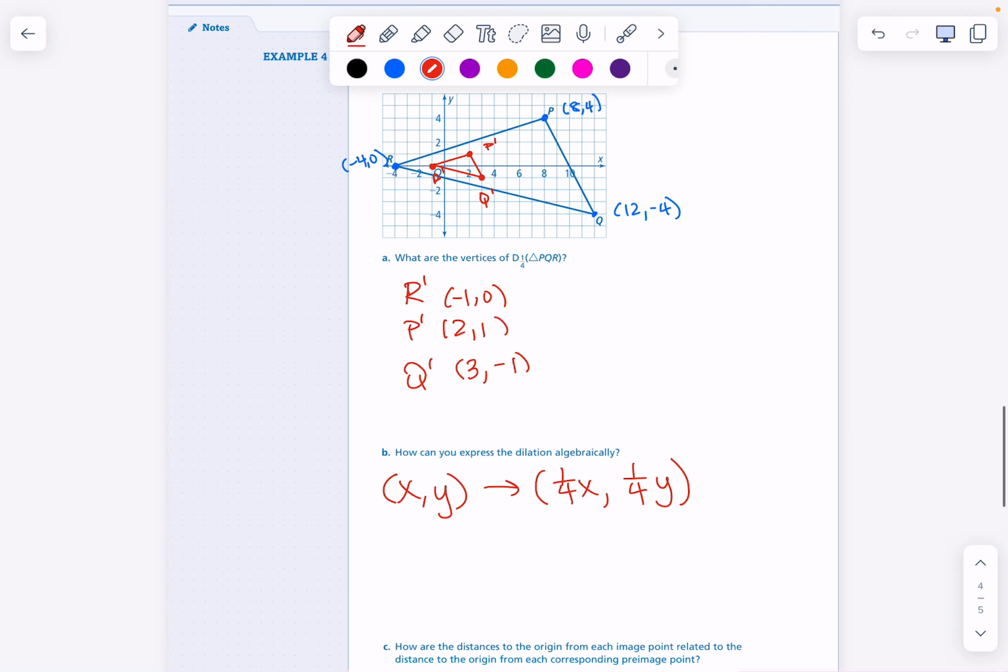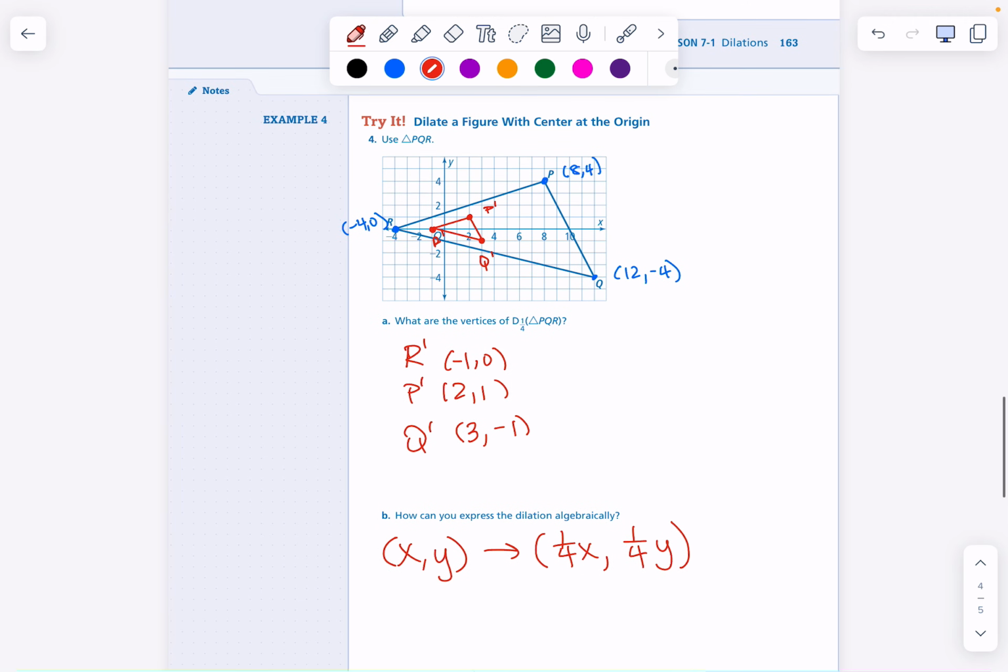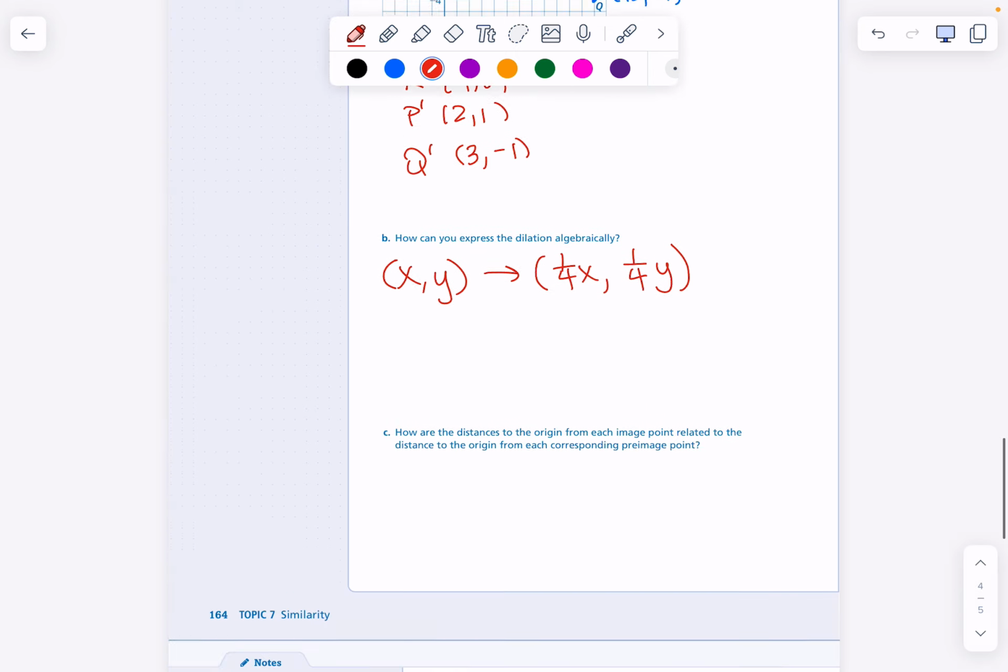Now, what is true about the distance from the origin to each of these red coordinates compared to the distance from the origin to each of the blue coordinates? It's 1/4 the distance, right? That's the whole point of what we're doing. From the origin, we're changing that distance, okay?